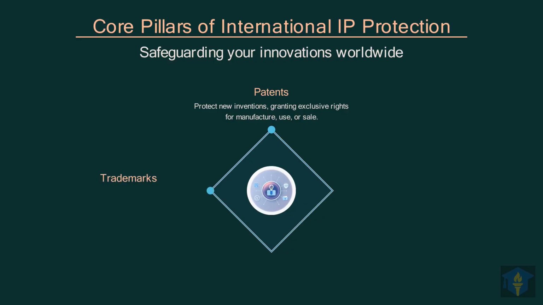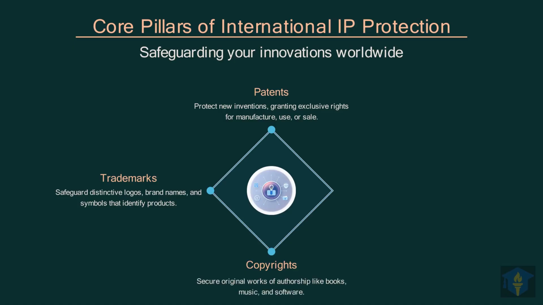Next are trademarks, which protect brand identity and recognition in the marketplace. Trademarks safeguard distinctive logos, brand names, and symbols that identify specific products or services. Then we have copyrights, which protect original creative works from unauthorized use. Copyrights secure original works of authorship like books, music, software, and artistic creations. Finally, trade secrets protect confidential business information that provides competitive advantage. Trade secrets protect confidential business information that gives companies a competitive edge in the market.